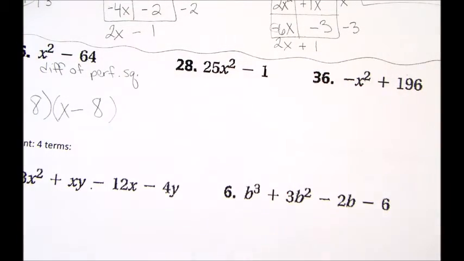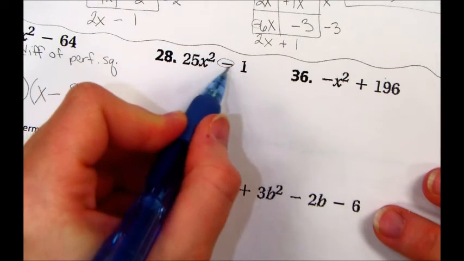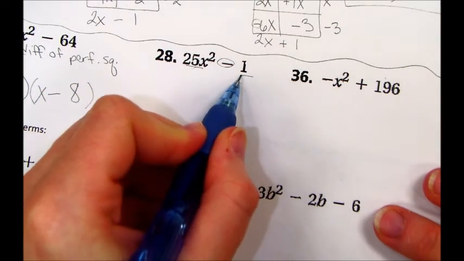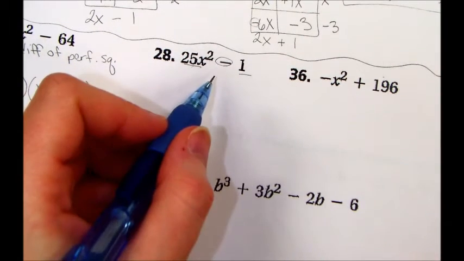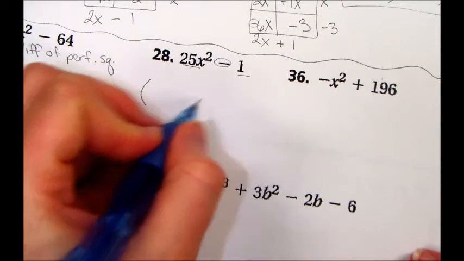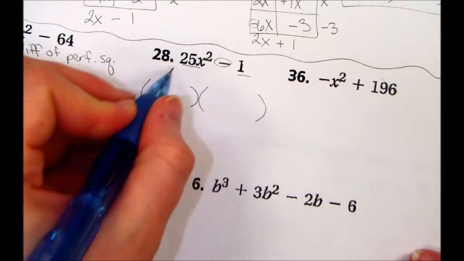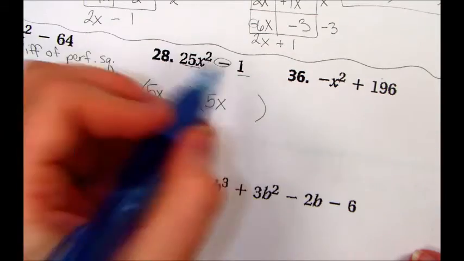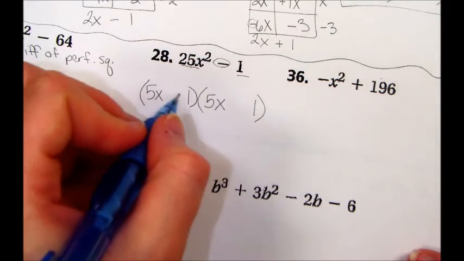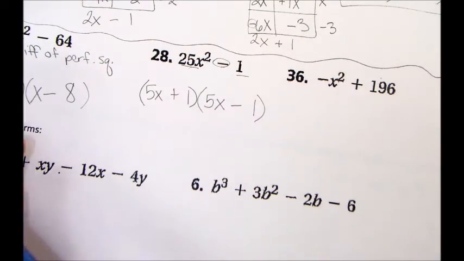Number 28. Please notice again we have the difference of perfect squares. Both of those numbers are perfect squares, and there's no GCF either, okay? So you take their square roots: 5x and 5x, because the square root of 25 is 5, and the square root of 1 is 1 and 1. One's a plus, one's a minus.